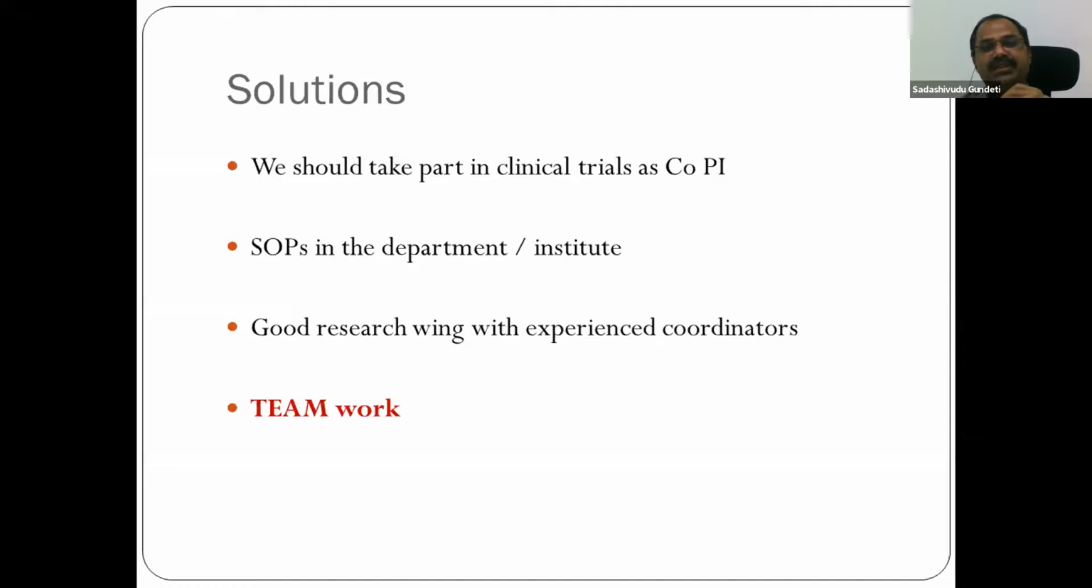Luckily, SOPs in the department and institute were existing at that point of time, so I did not face any major issue. Most of my colleagues in other departments, it is a multi-specialty hospital, were helpful and they coordinated things in a smoother way, and there was a good research wing with experienced coordinators. Even though one senior faculty is getting retired, try to have good coordinators who have the experience, who conducted clinical trials in the past. Definitely, they will help us to run the show in a smoother way. So always try to build up a good team. Teamwork is most important.